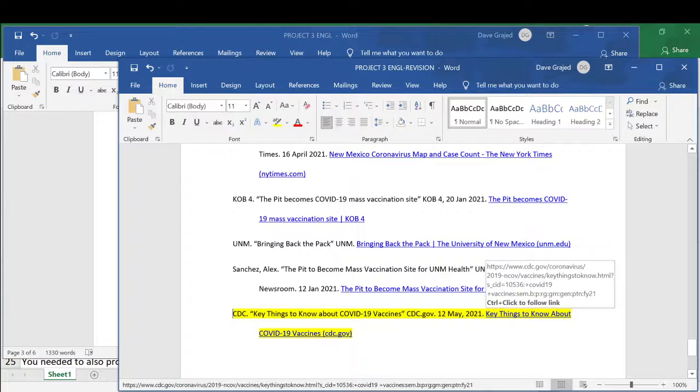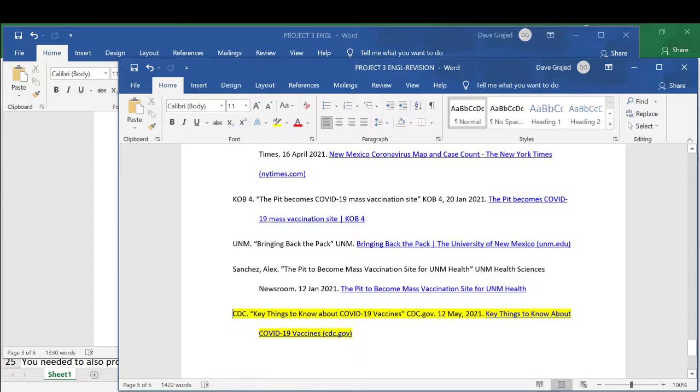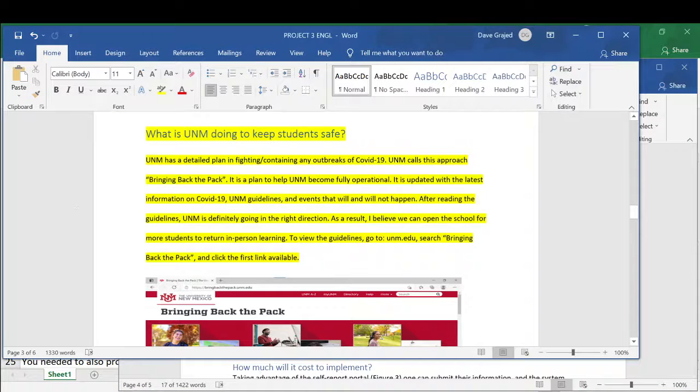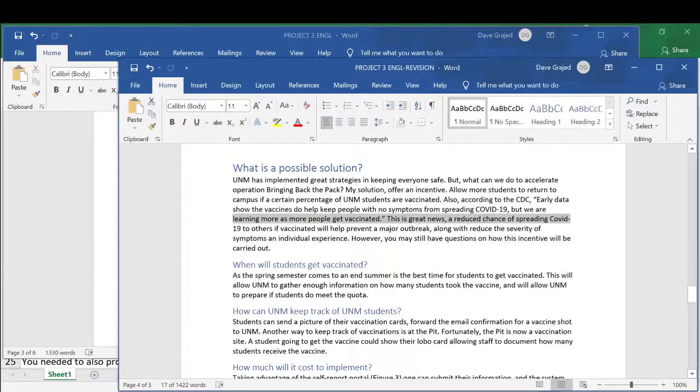Moving forward, the next comment is having a tight document. So comparing the documents, my project 3 was double spaced. So I got rid of the double space and made my revision single space.